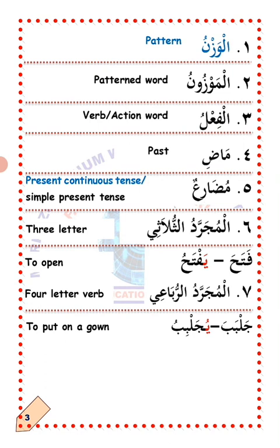Sitta, number six. Al-mujarradu thulathi. This simply means three radical words. Don't be confused by grammar. A three radical word means a three-letter word. Any word that comprises three letters in Arabic is called al-mujarradu thulathi, three radical word or three-letter words.